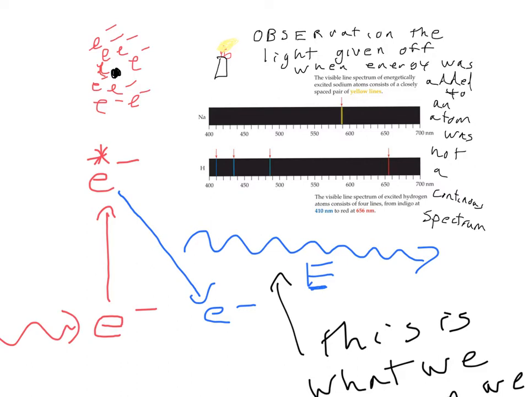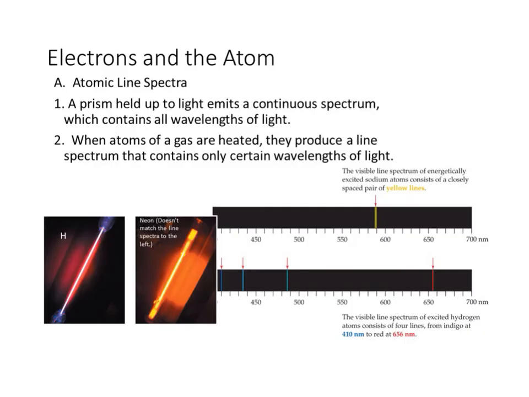This changed the face of chemistry forever. So, to summarize for the purpose of note-taking, when a prism is held up to white light, a continuous spectrum is emitted, which contains all the wavelengths of light. When atoms are heated, they produce a line spectrum, not a continuous spectrum.